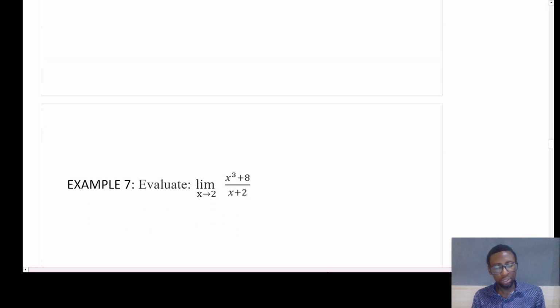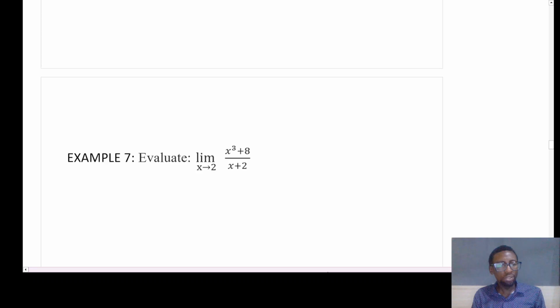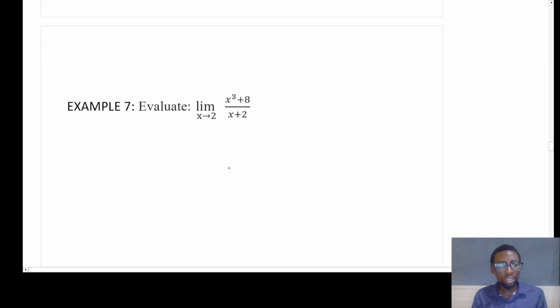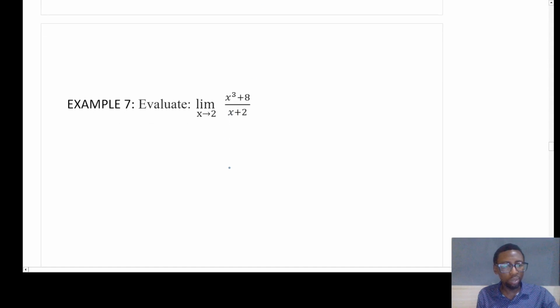Okay, let's go to example 7. So you can always rewind and check the way you have solved it. Example 7 says evaluate the limit of x cubed plus 8 over x plus 2. This is another WAEC question in further mathematics. So what you are going to do is factorize x cubed plus 8. X cubed plus 8 is the same as saying x cubed plus 2 cubed.